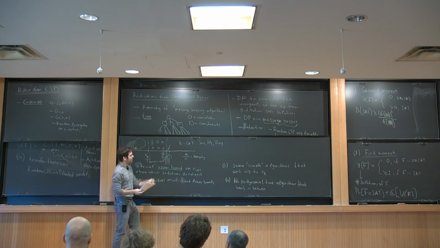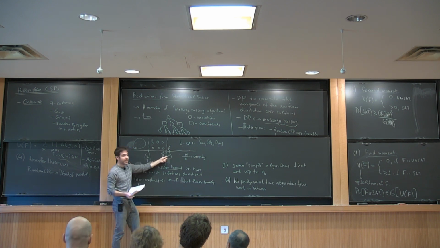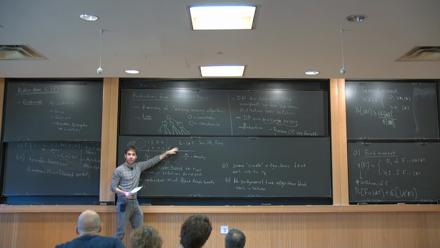In general, it's not a single value on the density. In general, we only have upper bounds and lower bounds. Let's say, if you cross the upper bound, then you are unsatisfiable, so unsatisfiable with high probability.